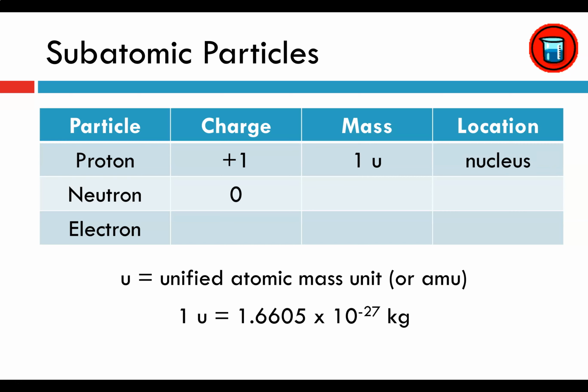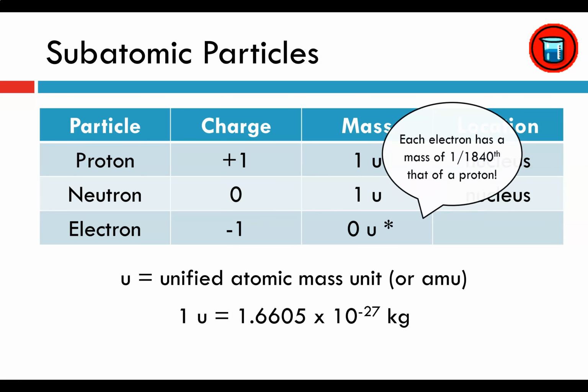Neutrons. They're our neutral subatomic particle. They have no charge. They also have a mass of approximately 1 U. For our purposes, we'll treat them as exactly the same mass, and we find those in the nucleus. And our electron, the negatively charged subatomic particle, equal but opposite charge of the proton. Electrons, for our purposes, are massless.